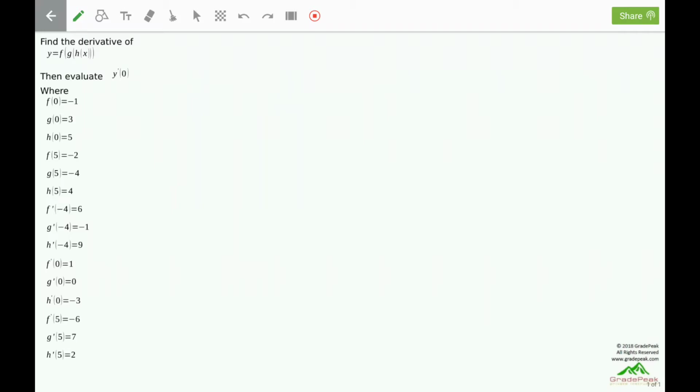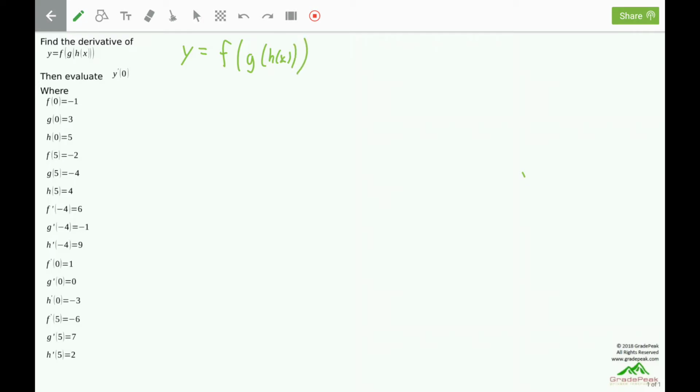Find the derivative of y equals f of g of h of x. Then evaluate y prime of 0, where we have all that information. Y here is a double composition of functions, f of g of h of x.